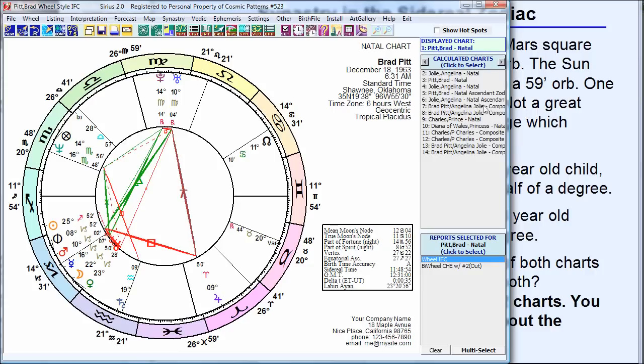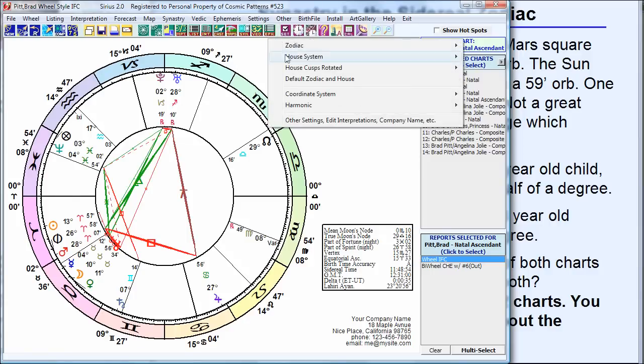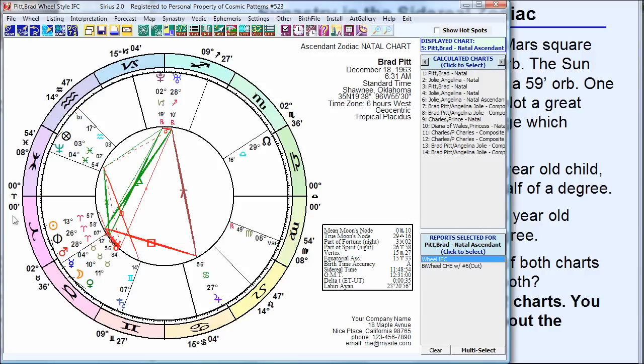For example, I can make something called an ascendant chart. This is an ascendant chart. In the Sirius software, you go to Settings, Coordinate System, and there are these things like down here, Ascendant Zodiac Chart, and it makes the ascendant 0 Aries. So in this ascendant chart, instead of 0 Aries being based on the tropical zodiac, we'll call the ascendant the starting point.